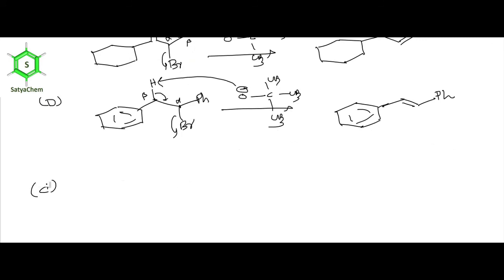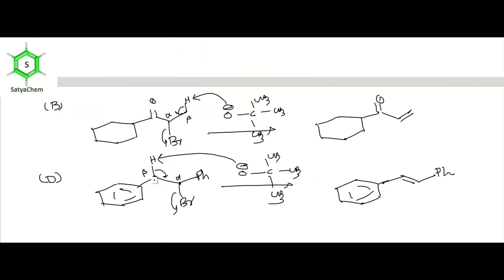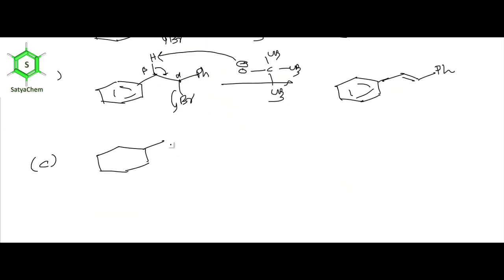Now option C. What happens in option C? This is option C. This is bromine. In option C we don't have any beta hydrogen. There is no beta hydrogen, so elimination reaction is not possible.